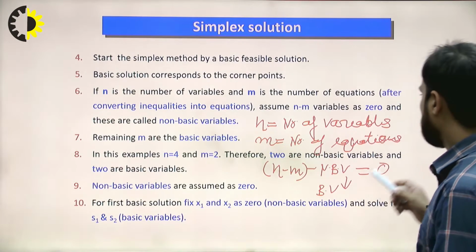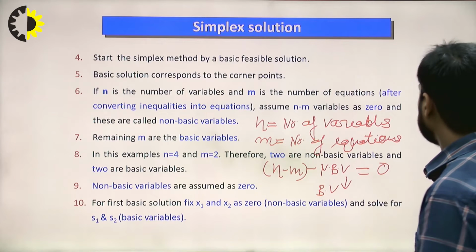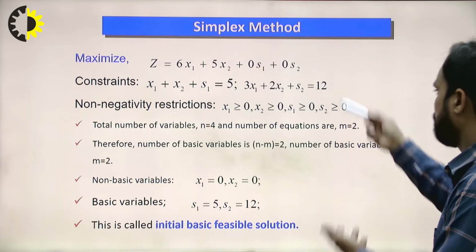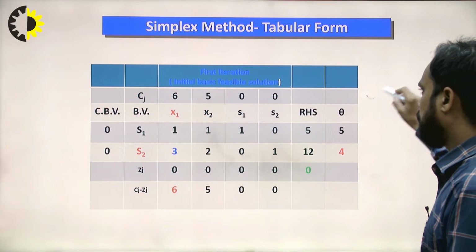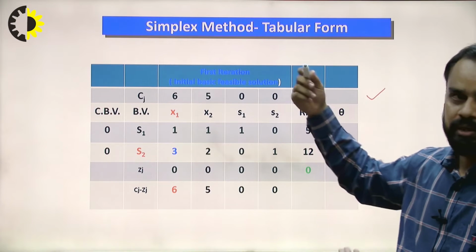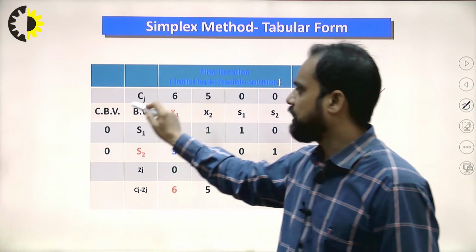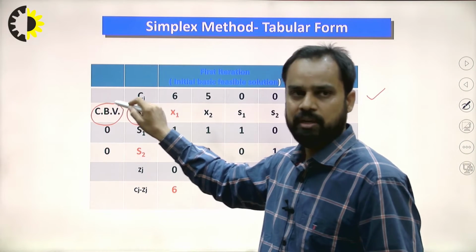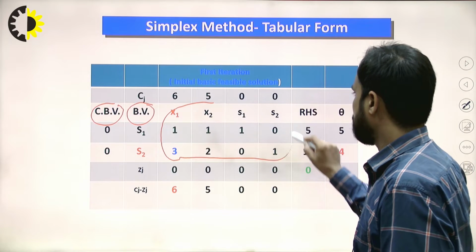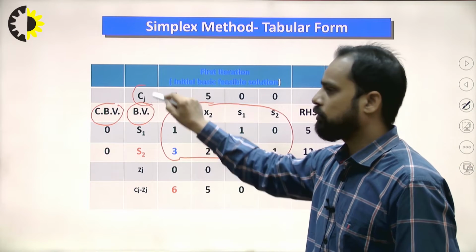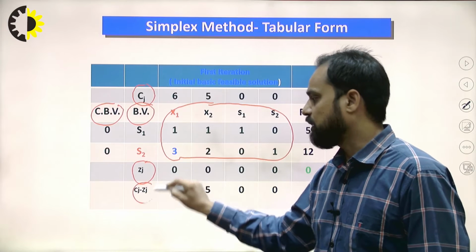Last time we discussed a problem related to this LPP and solved it with the simplex method. This was the problem, and we have already solved it and written the tabular form. We have seen how to write a basic feasible solution in tabular form. This side is the basic variables, and these are the coefficients of the basic variables. This side is the constraint equations, and these are the coefficients of the objective function, the value of Zj, and that is the Cj minus Zj.